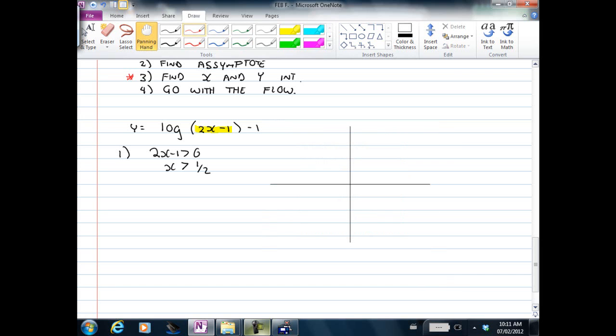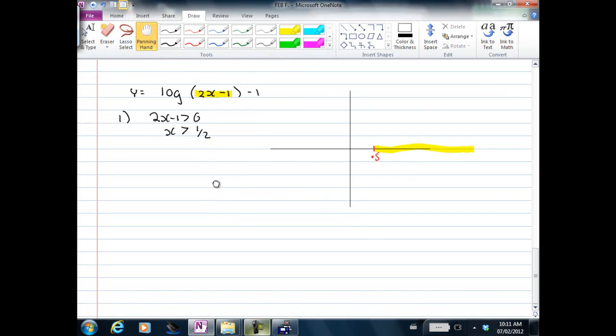Guess where 1/2 is? I'm going to say 1/2 is right about here. 0.5. Just guess. The domain means that my graph has to start from here, somewhere here or greater, and it goes all the way to the right side. I cannot have it to the left. Can't be done.